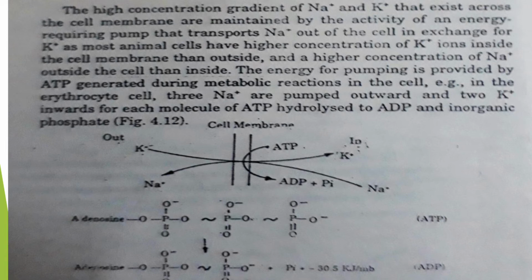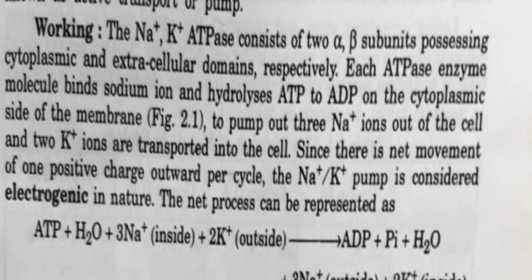For example, in the erythrocyte cell, 3 sodium ions are pumped outward and 2 potassium ions inwards for each molecule of ATP hydrolyzed to ADP and inorganic phosphate. See here on the screen. Now we come to the working process.